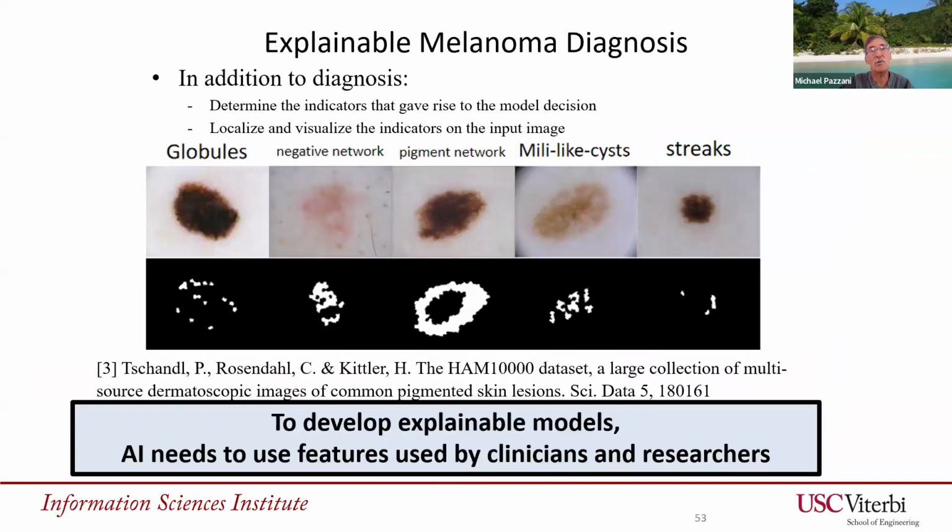Now, let me tell you one more thing that we've done with it. This is for explainable melanoma diagnosis. We're identifying these individual features like streaks or negative networks or pigment networks, etc., and doing a reasonable job of that. But it turns out in melanoma in particular, you don't get very representative databases. Many of the melanoma databases have 99% of it on fair-skinned people.